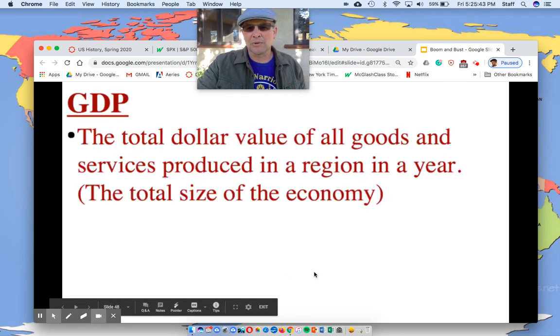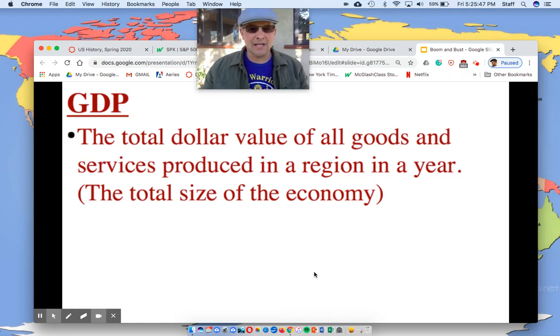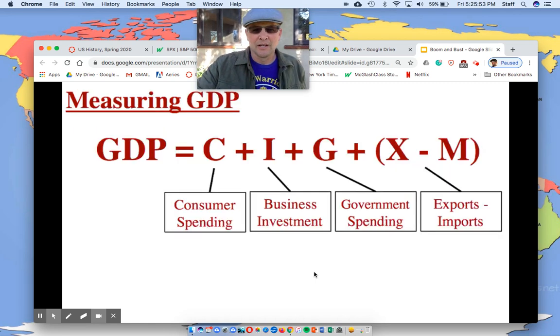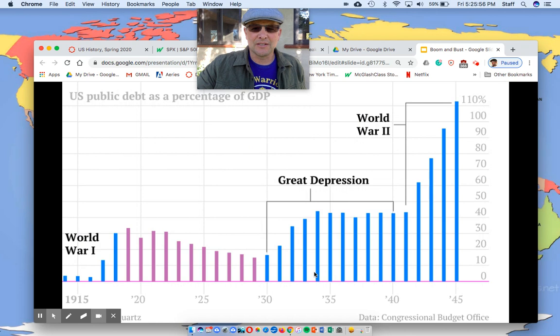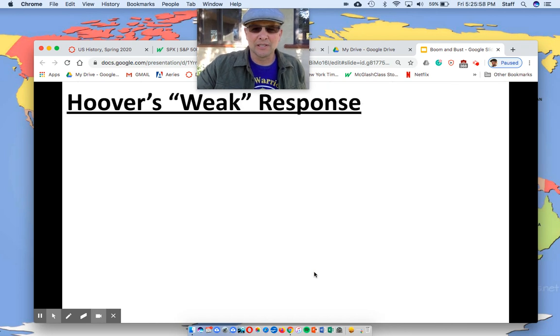They both passed what were called revenue acts. They raised taxes on the rich, which is great. They raised tons of taxes. But what they were doing when they did that was pulling money out of the economy. And according to Keynesian economics, they shouldn't have. And it was only when we listened to him that we came out of the Depression.